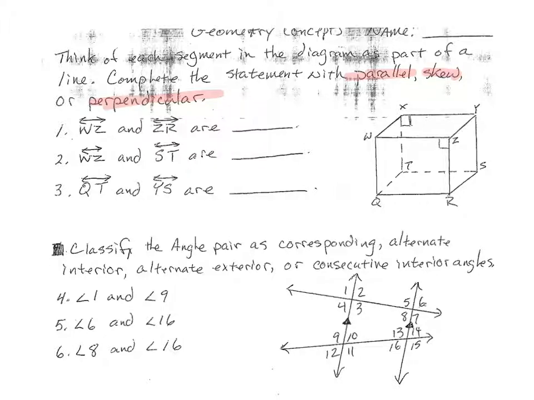And the last one, QT, which is right here, and YS, which is going up and down right here. And this one's going this way. Parallel, perpendicular, or skew?